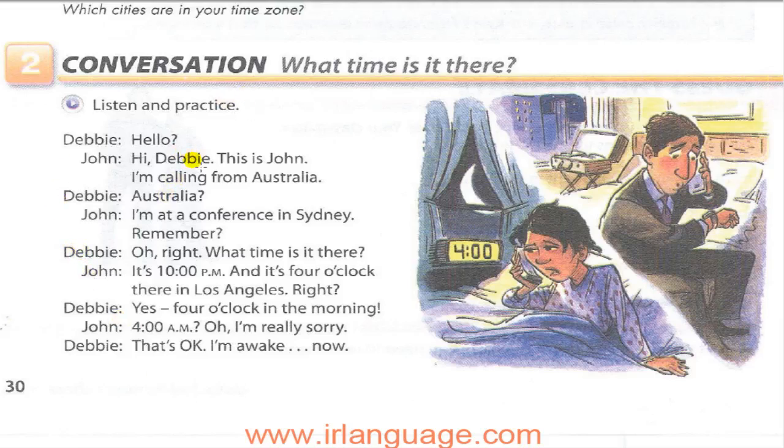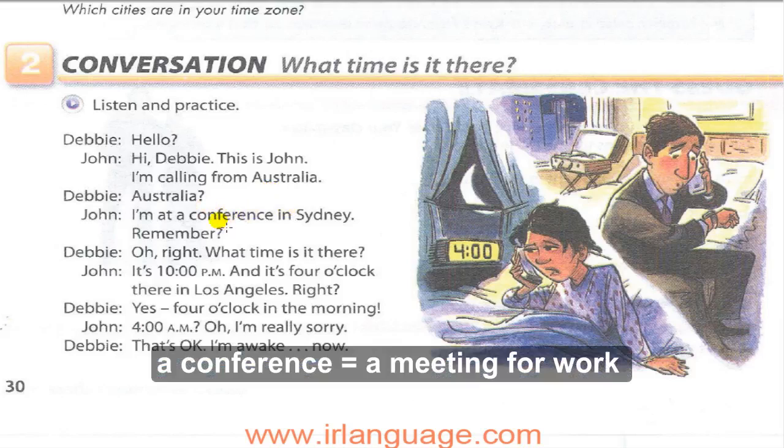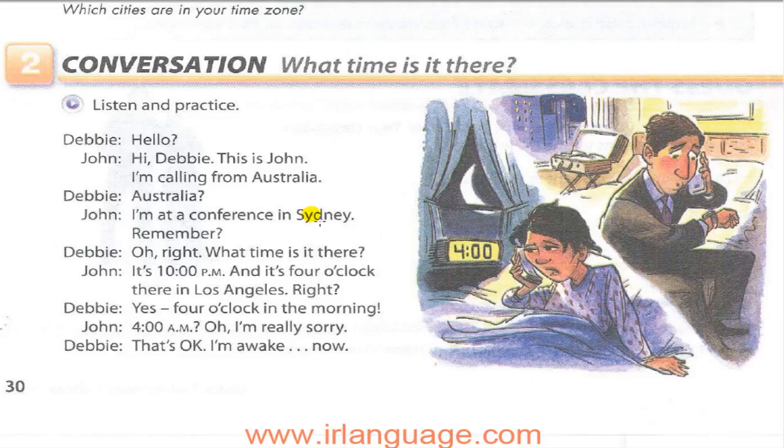Hello. Hi, Debbie. This is John. I'm calling from Australia. Australia? I'm at a conference in Sydney. What's conference? A meeting for work. Meeting, American. A meeting for work in Sydney. Where is Sydney? Sydney is in Australia. Remember? Do you remember this? Debbie? This is Debbie. All right.